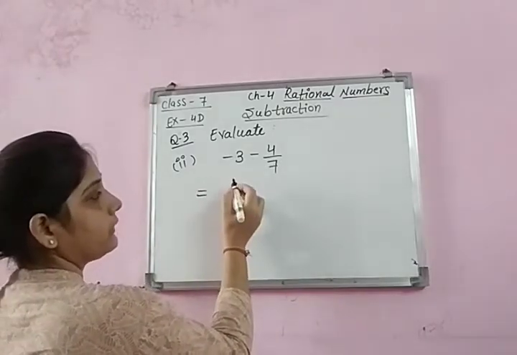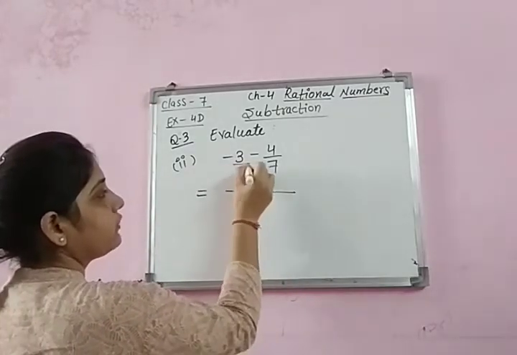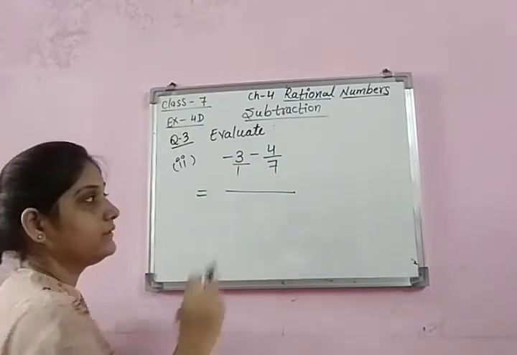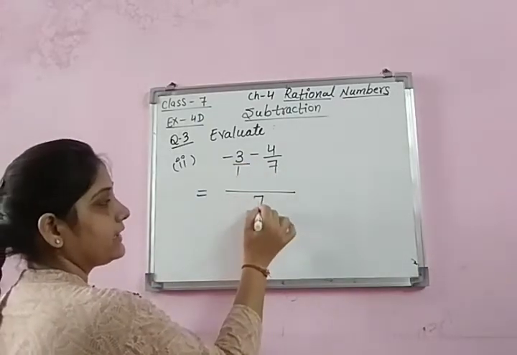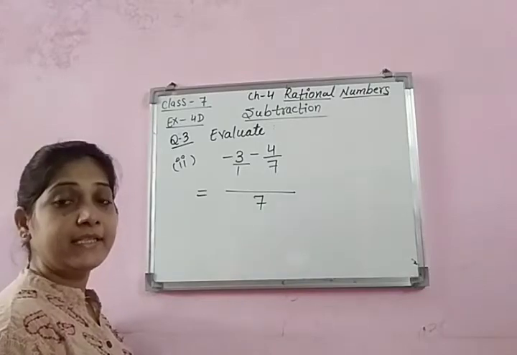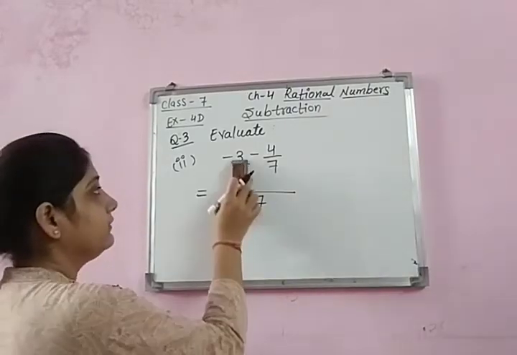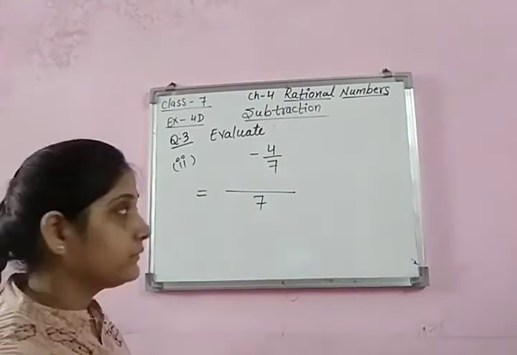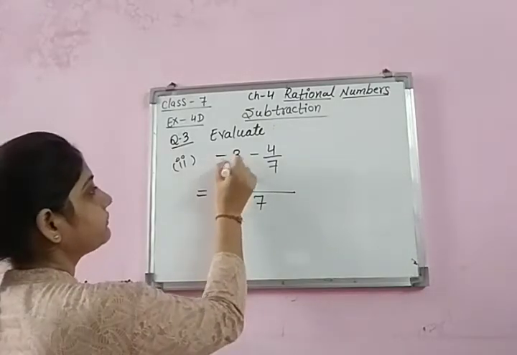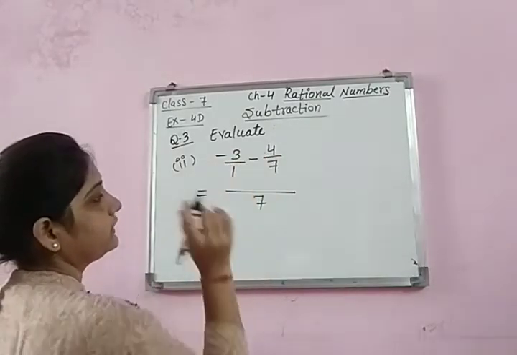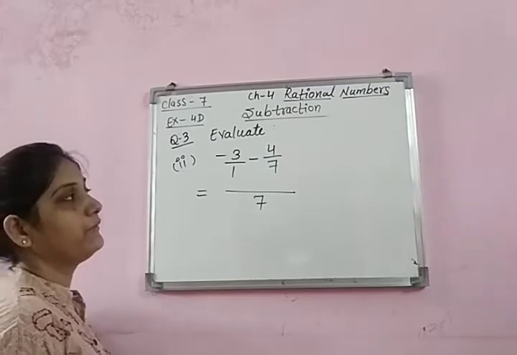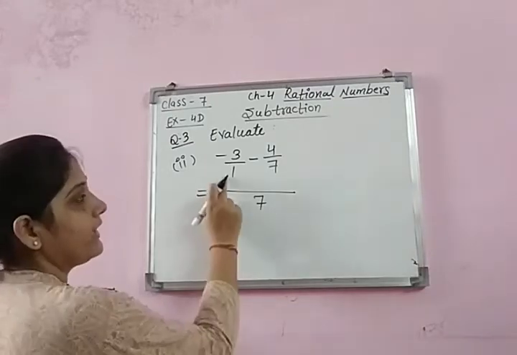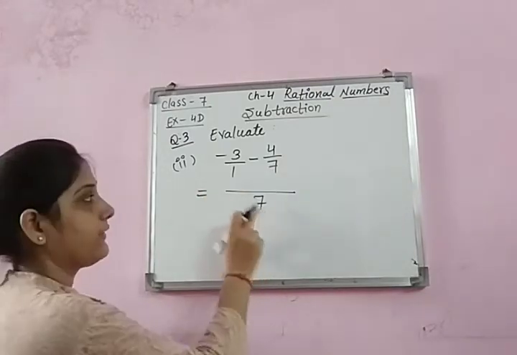I think there should not be any confusion. If there is no denominator, consider it as 1. Take the LCM of 1 and 7. It will be 7 only. Okay, let me write properly. I think now it's clear. Minus 3 by 1 and minus 4 by 7. So the LCM of 1 and 7 is 7.